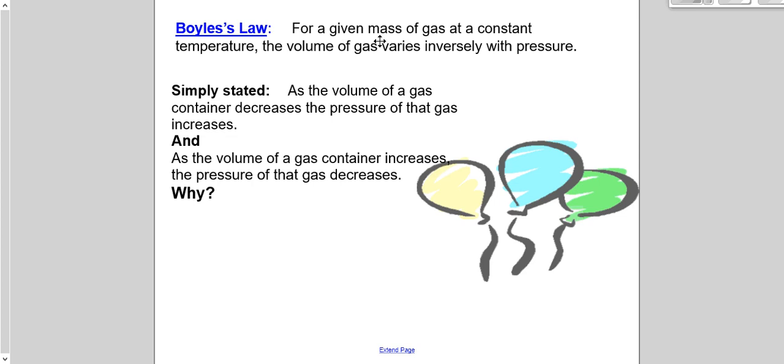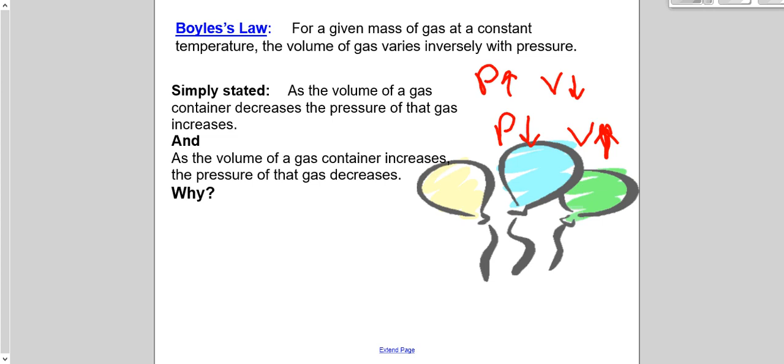What we would notice is that if we have a given mass of gas, so a fixed quantity, an amount that nothing can go or come in, and we keep the temperature the same, the volume of the gas, the amount of space it takes up, varies inversely with the pressure. Inversely basically is saying this: as one thing goes up, the other goes down. So if the pressure goes up, we'd expect the volume to go down. If I let the pressure go down, then the volume, in milliliters or liters, whatever we're measuring volume in, would go up. This is an inverse relationship. Sometimes it's called a reciprocal relationship.